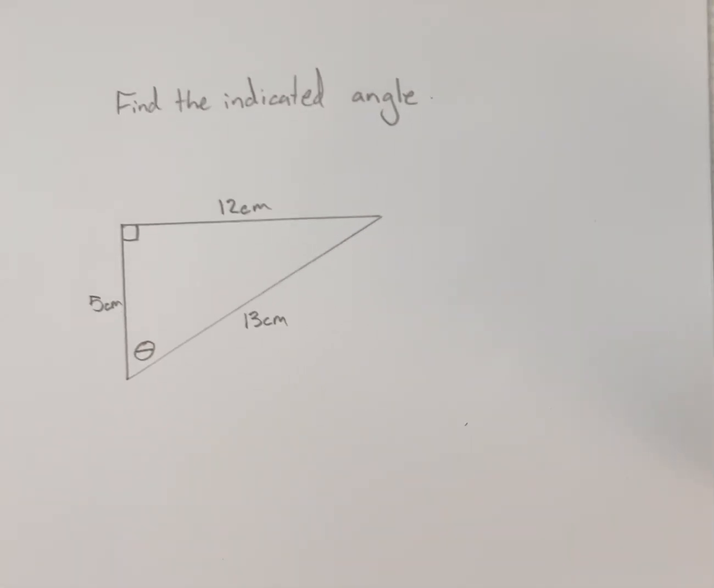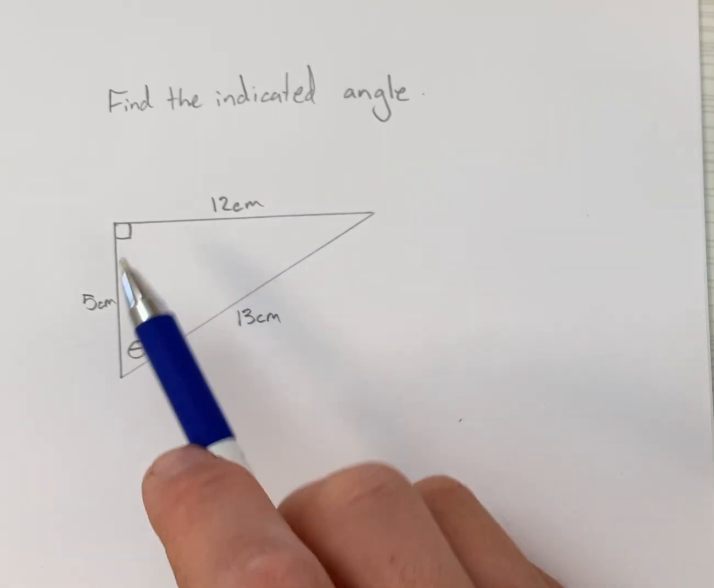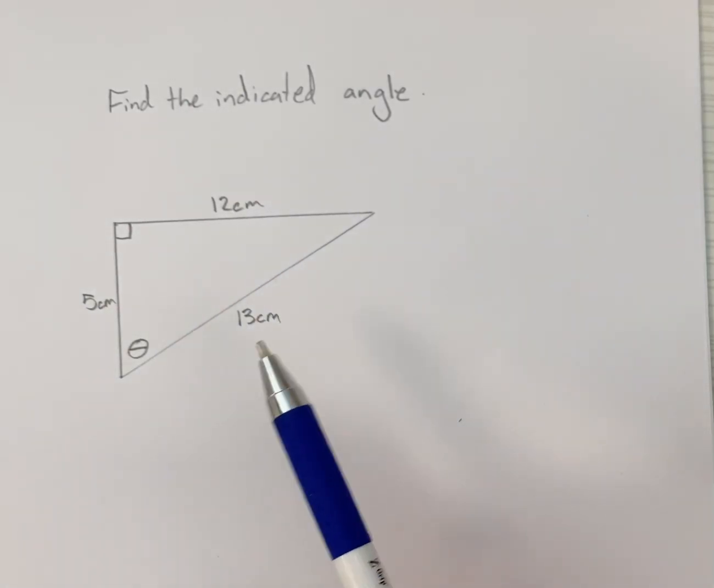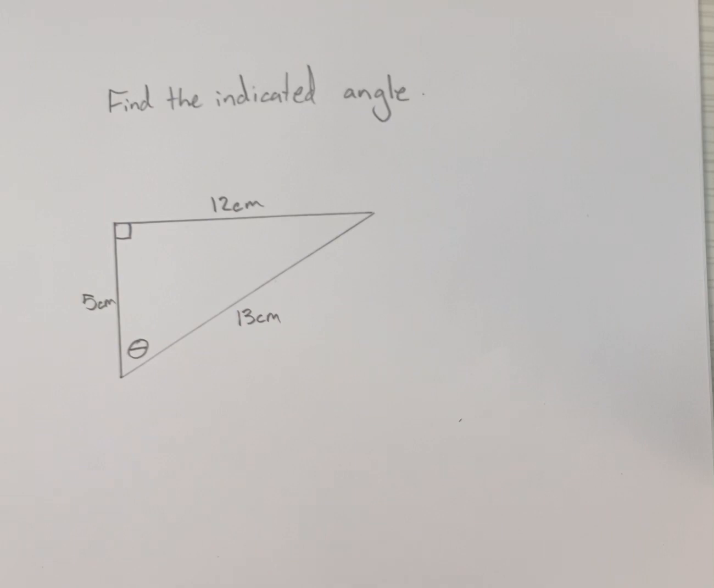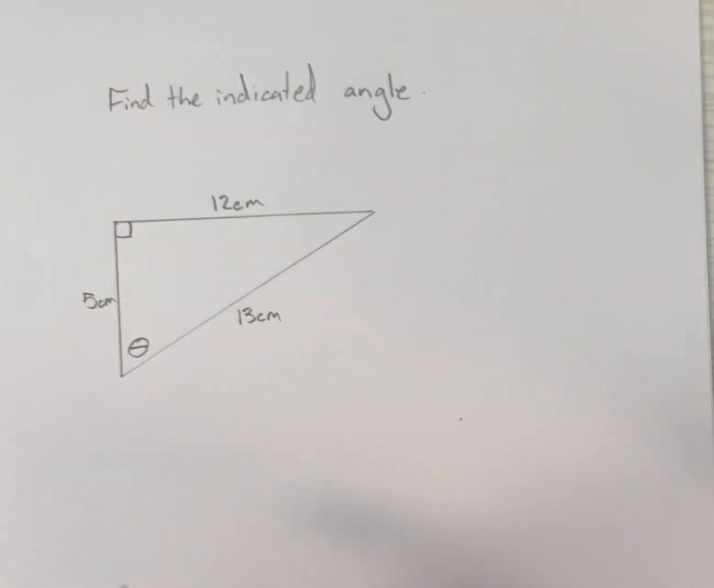And in this video, we're going to use trigonometry to find an indicated angle. So we've been presented with a triangle. It is a right triangle, and it has side lengths 5, 12, and 13, and we've been asked to find the indicated angle. Looks like we're going to have to use trigonometry to find this angle theta.